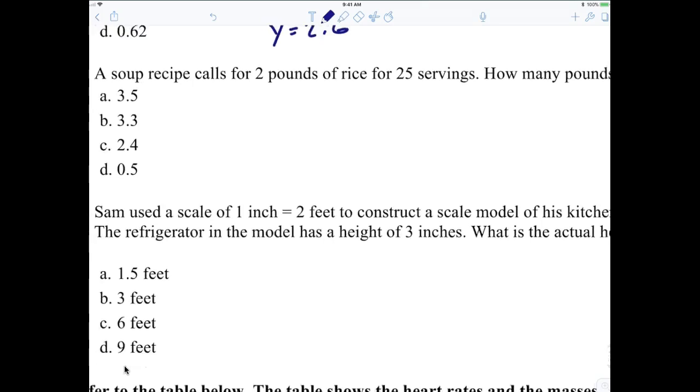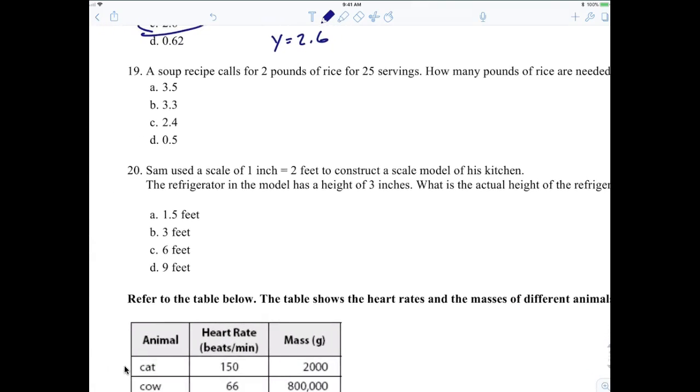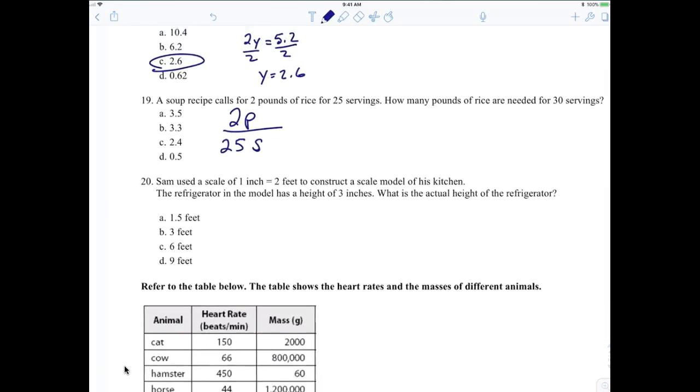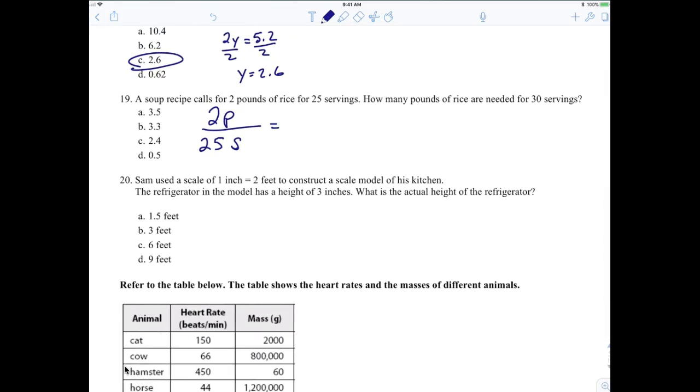Now it says, a soup recipe calls for 2 pounds for 25 servings. So on my paper, I write 2 pounds over 25 servings. It's a proportion again. 2 pounds to 25 servings. The next one says how many pounds of rice if I have 30 servings. So 30 goes on the bottom and X goes on the top.